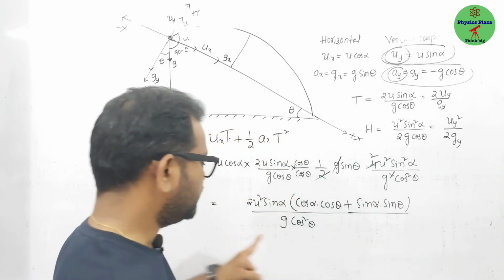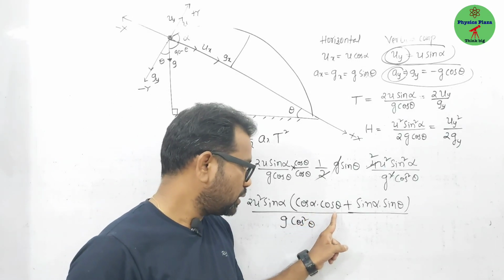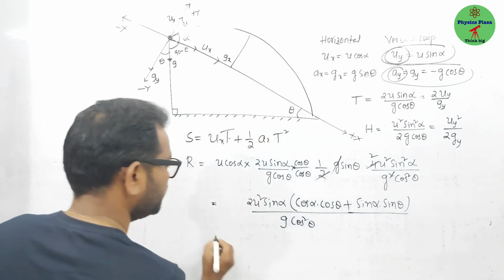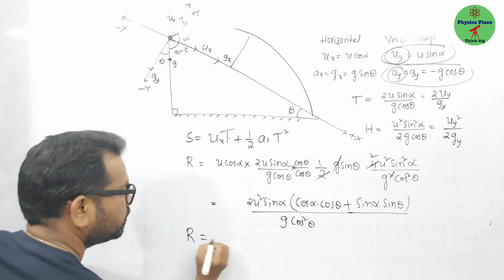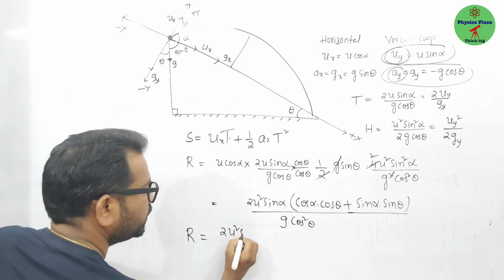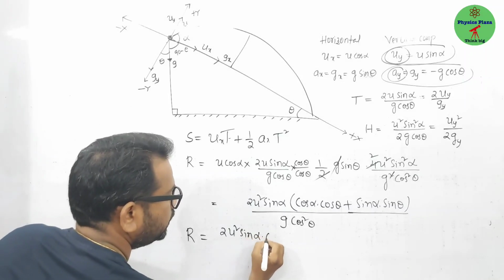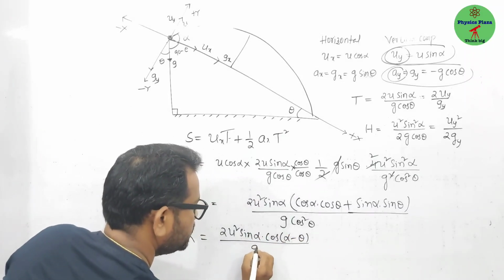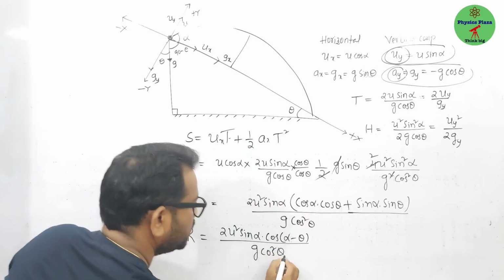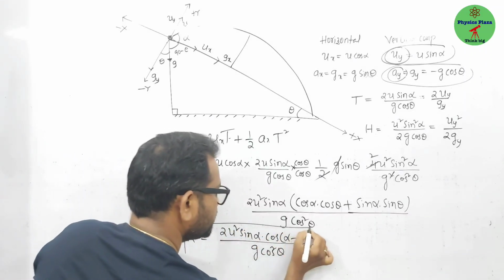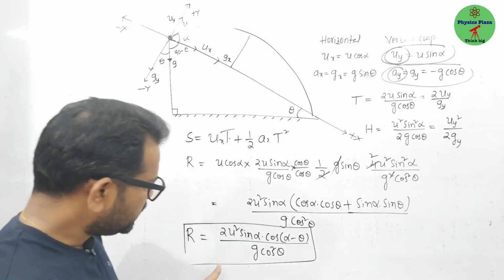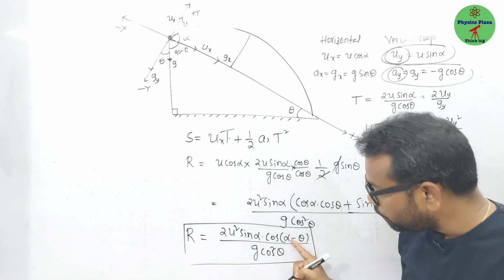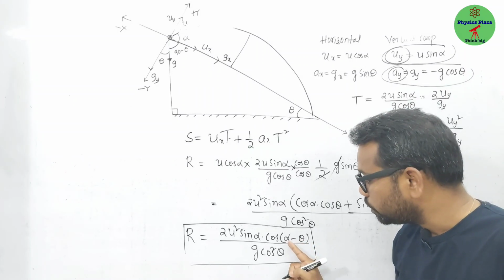Now if you look at this, it is in the form cos A cos B plus sin A sin B, which is nothing but cos of A minus B. So the range formula is R is equal to 2u square sin alpha into cos of alpha minus theta by g cos square theta. This is the expression for the range. Then you may say, sir, this also seems like the previous case. A small difference is there. There we got alpha plus theta, but today we got alpha minus theta.